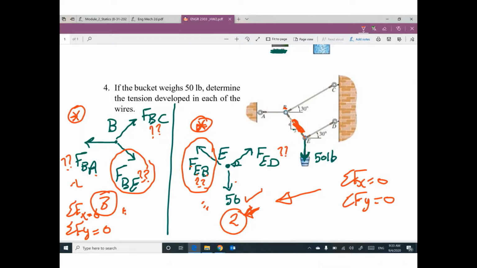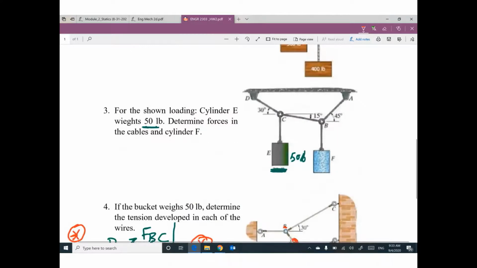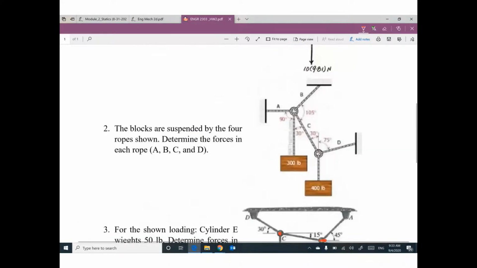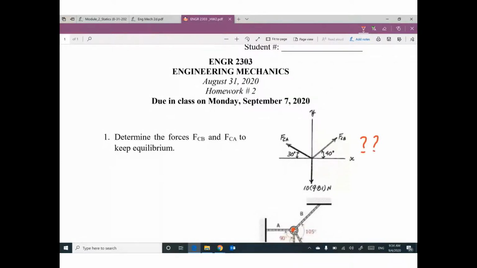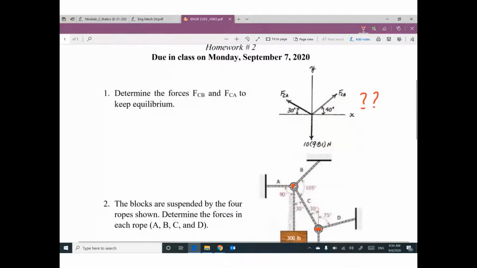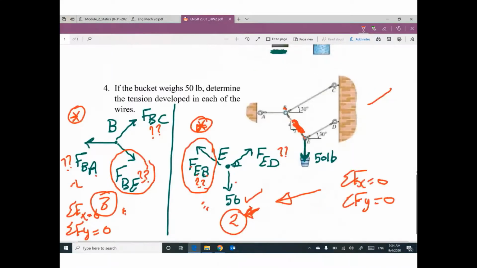The same also for this one. We have two particles, B and C. The same also for this one. We have two particles, this one and this one. And this one is very easy to solve. I believe your quiz looks something like this one. So any question?